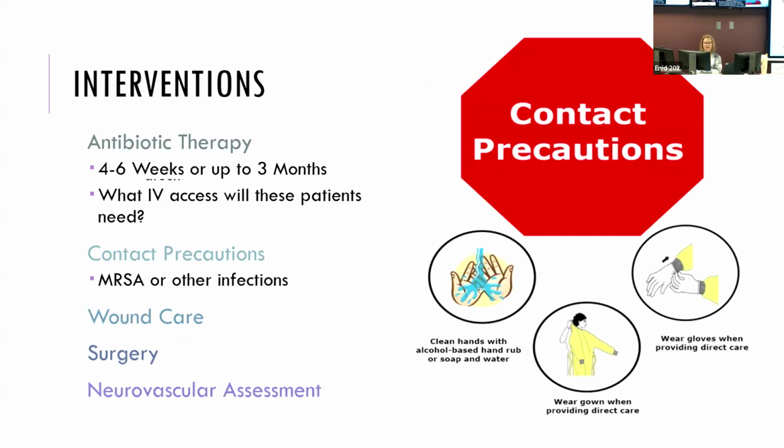So interventions, we talked about antibiotic therapy. It's usually 4 to 6 weeks, or it can be up to 3 months. We talked about the IV access. You're going to want a PICC line for this. Contact precautions, a lot of times you'll see MRSA with that. So they'll probably culture for MRSA or for the bacteria to see what kind of bacteria they're growing. Of course, wound care will be a big thing, surgery, and then neurovascular assessment.